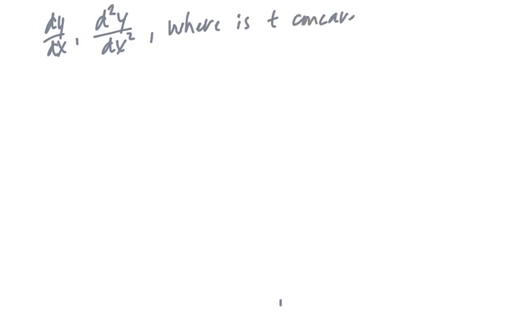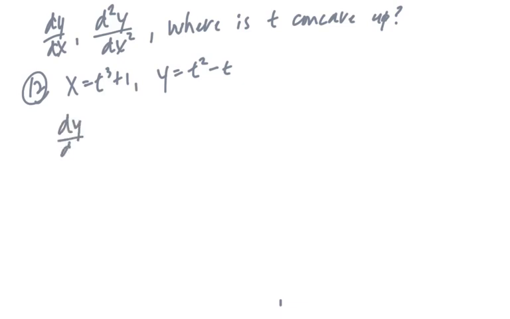So the next problem says find dy over dx, find the second derivative, and then find where it is concave up. Now remember that comes from our second derivative test. So let's start with the first derivative. The problem is number 12 in your book, and it says x equals t to the third plus 1, and y equals t squared minus t. So the first derivative, dy over dx: the derivative of y with respect to t is 2t minus 1. The derivative of x with respect to t is 3t squared.